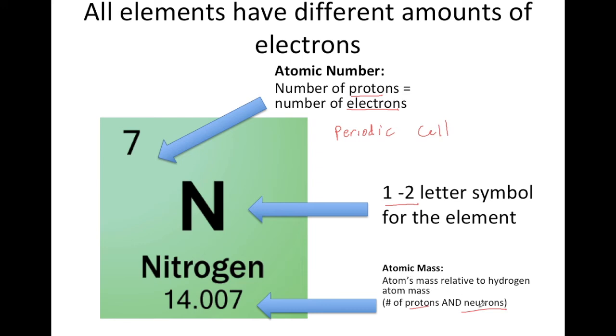So how would you figure out the number of neutrons you have? Well, you would subtract the atomic number from the atomic mass. So here I'm going to draw that equation, the atomic mass, and you're going to subtract the atomic number. So in this case, we have 14.007. We're going to subtract 7 from it, and we have 7.007 neutrons. So there's no such thing as a 0.007 neutron, so we just write this as 7.